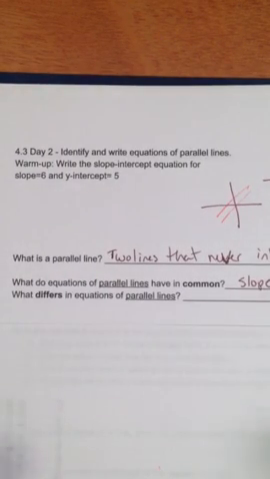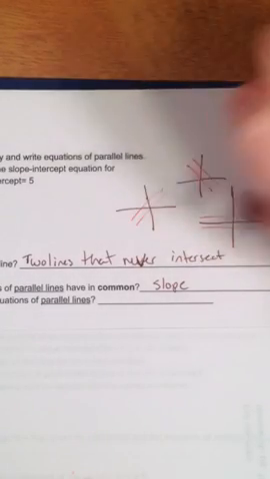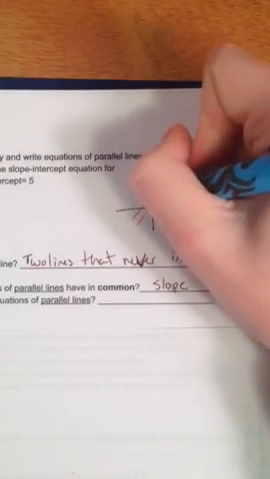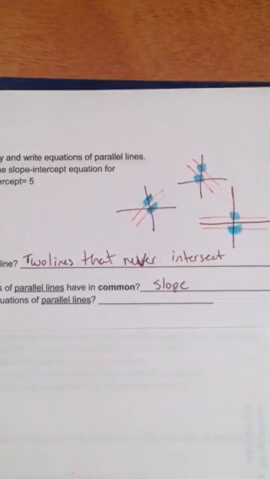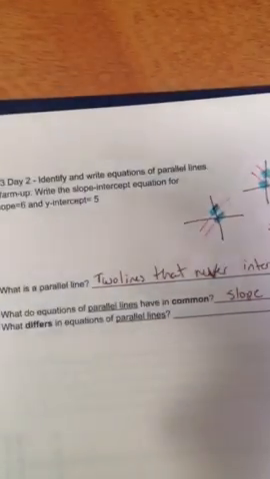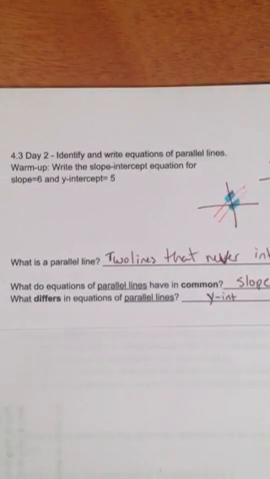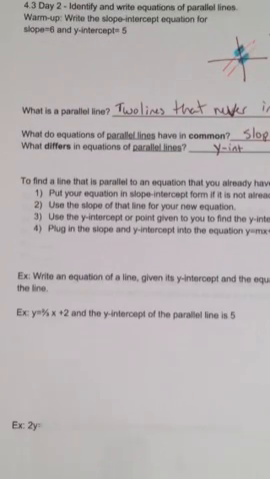What differs in equation for parallel lines? Well, look at it. What's the other word we've been focusing on? The y-intercept. If I grab a different color here, right here, the y-intercept is different. So here what's different is the y-intercept. Now there might be some other things slightly different about it, but those are the two main things we want to focus on. The slope is the same. The y-intercept is different.